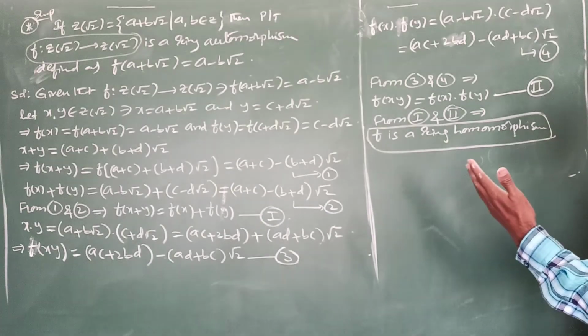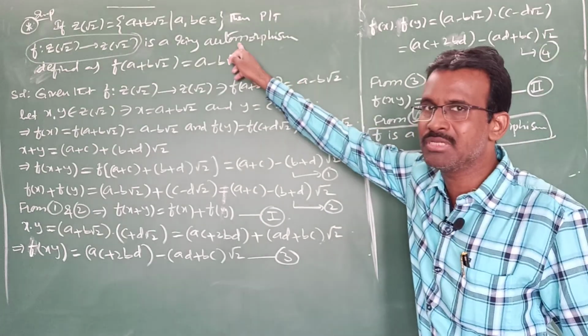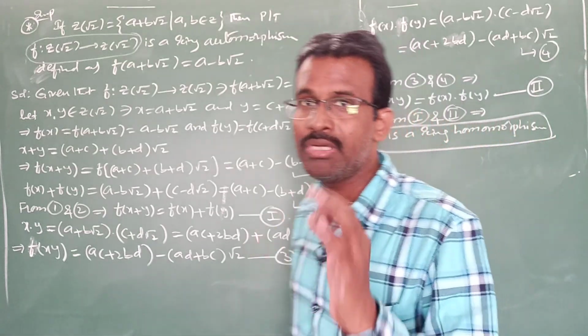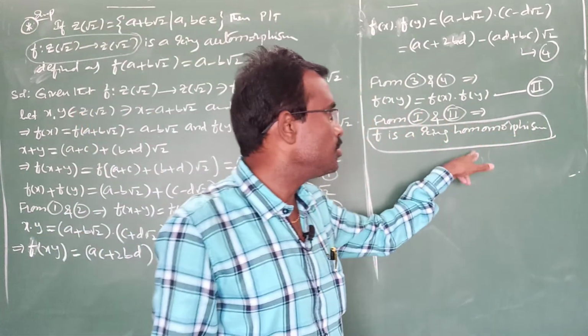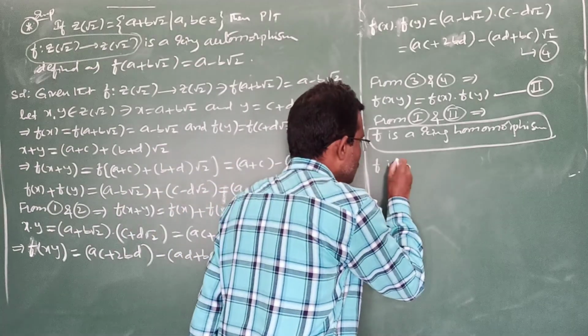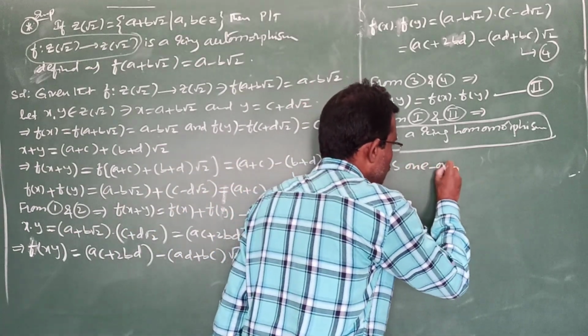If in the question they had given only homomorphism here, you can stop here, but they want automorphism, which means first you have to show it is isomorphism. In that, the homomorphism part is completed. Next let us go for the 1-1 condition. F is 1-1, you have to proceed.